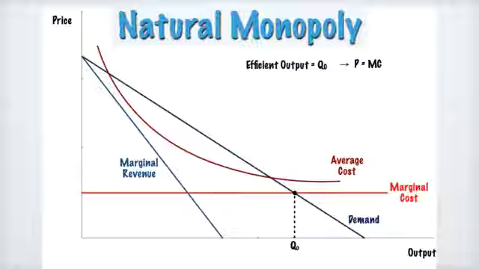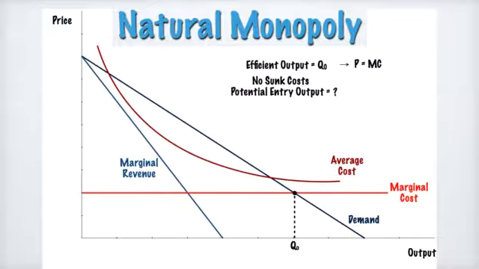So for output less than that, for example, the marginal benefit is greater than the marginal cost because the demand curve is above the marginal cost curve at all of the Q's below Q0. And it's not greater than Q0 because the marginal cost is greater than the price, i.e. the marginal benefit. So that is the efficient level of output.